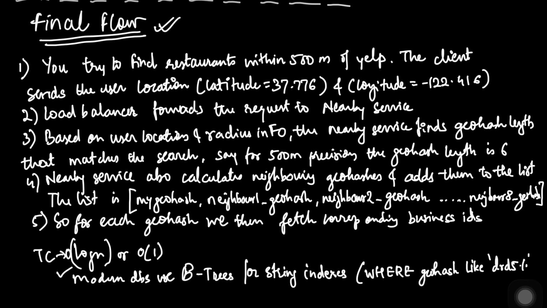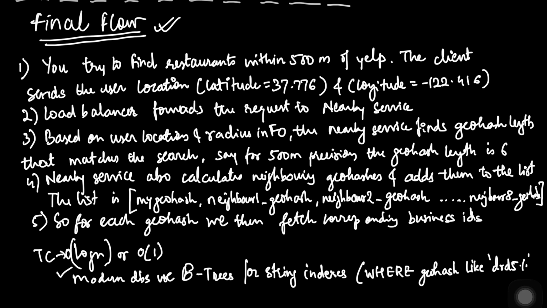So just to have a final flow of what the user does and how the system would work, here are the 4 to 5 points which I have written over here, just to summarize what we are going to do. Initially, let's say a user comes to Yelp and wants to find a restaurant within 500 meters. So we would get his location, the latitude and longitude.